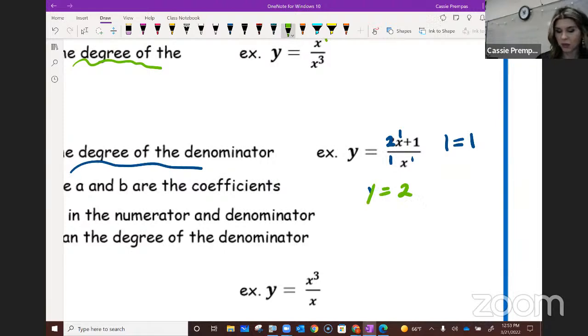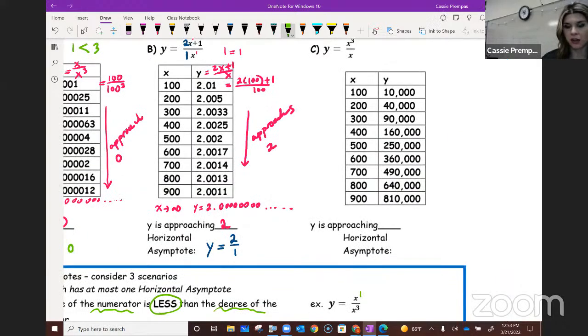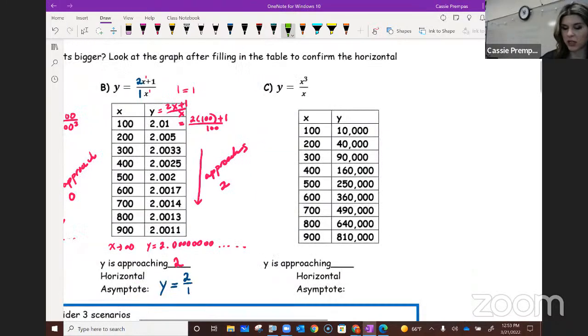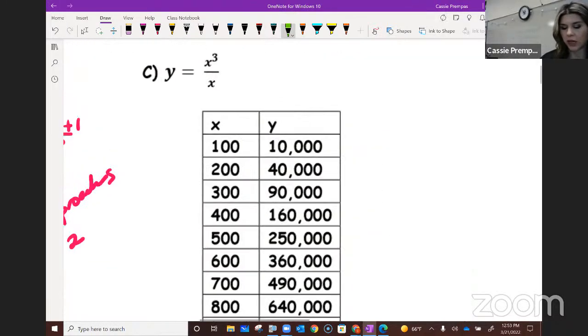Okay, that's case 2. There's only one other case that could occur. We looked at the degree of the numerator being less than the denominator, equal to the denominator. The last case is where the degree of the numerator is greater than the denominator. And again, we have to ask what's happening to y as x gets really, really big.